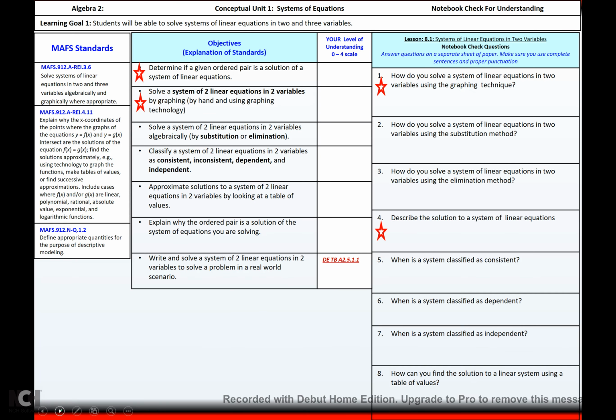All right, so how do you solve a system of linear equations in two variables using the graphing technique? You graph both equations, and the point of intersection is your solution. Describe the solution to a system of linear equations. The point of intersection.